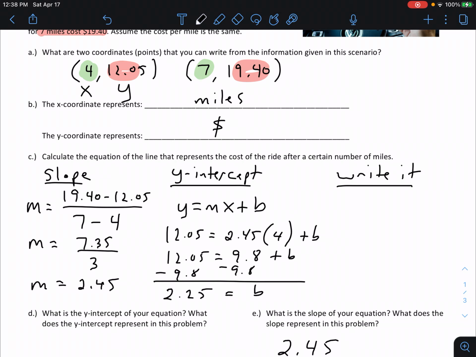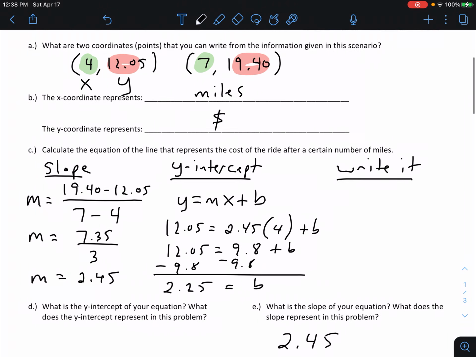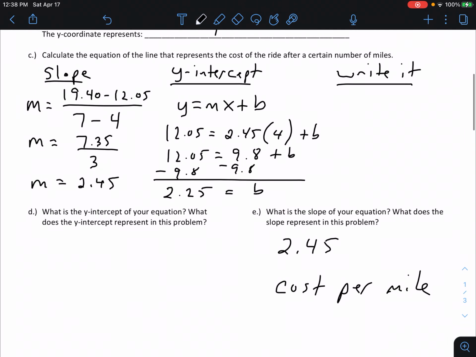So that's my y-intercept. Okay, so while I'm at it, before I even write the equation, I'm going to go down there. It says, what is the y-intercept in your equation? 2.25. What does the y-intercept represent in this problem?